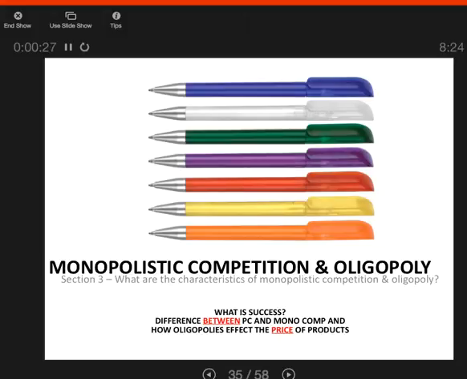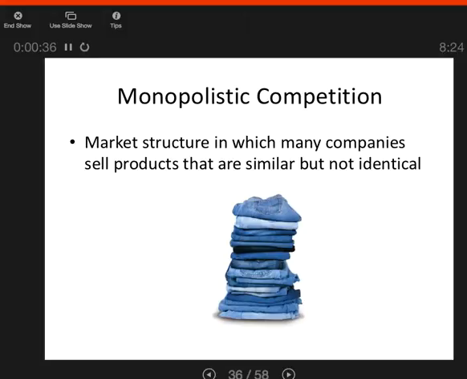We've gone over perfect competition, we've looked at monopoly, and now we're looking at the two last market structures, monopolistic competition and oligopoly. So what is the definition for monopolistic competition? It's a market structure where many companies sell products that are similar but not identical. So I always like to refer to a pair of jeans on this one. There's so many different brands out there for jeans, and they all try to make their pair of jeans different than the rest.